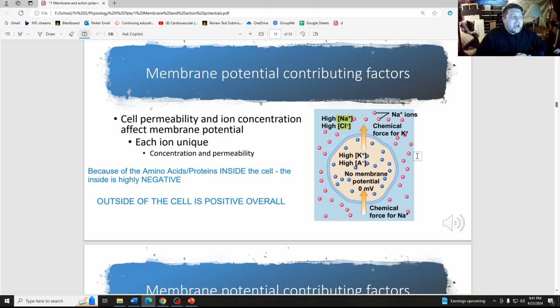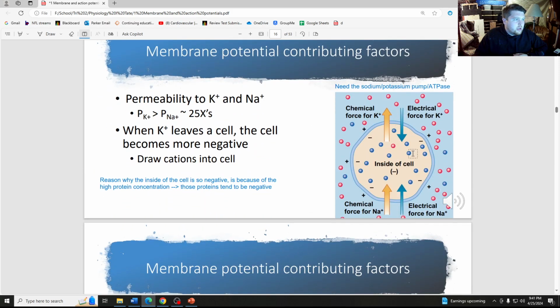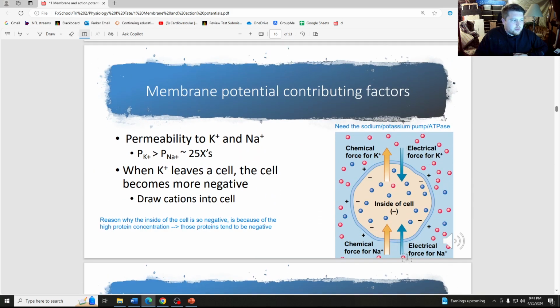The outside stuff, a lot of this sodium on the outside, wants to come to the inside. The negative overall would want to go outside. That's the electrical part of it. The main one we focus on is the sodium. The sodium has an electrical force wanting to go inside of the cell. So that's the electro part.